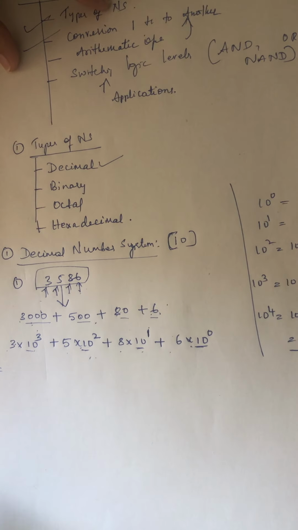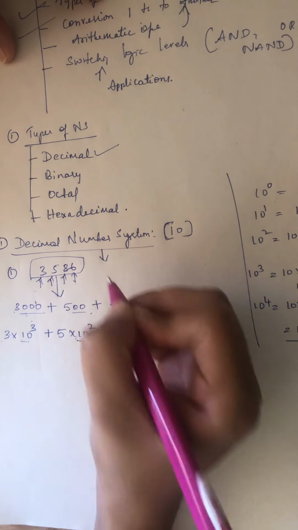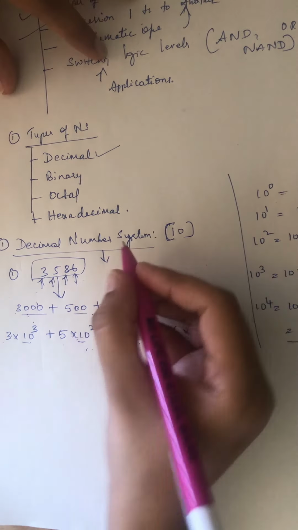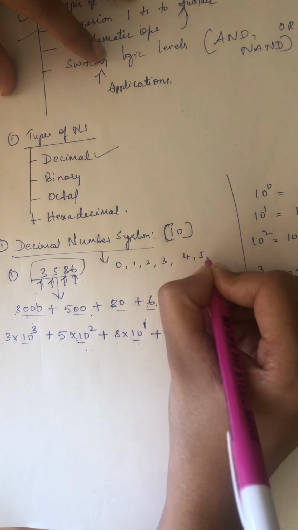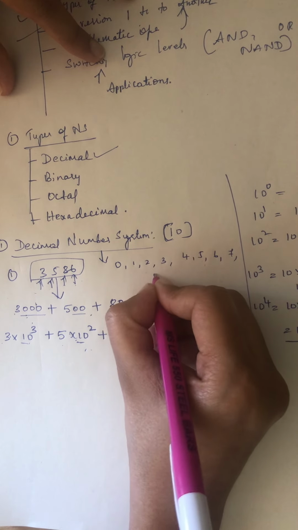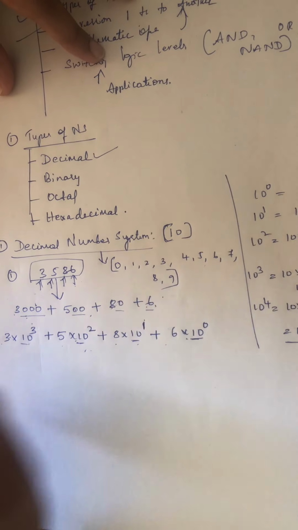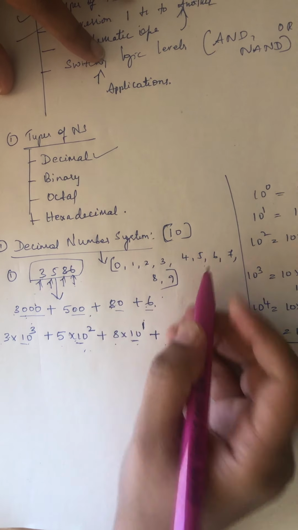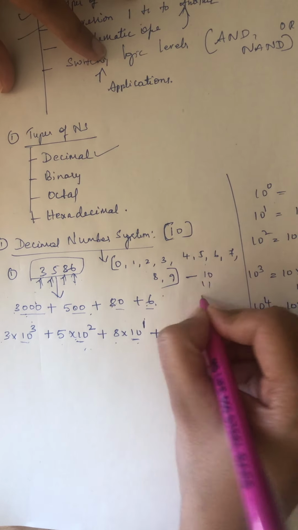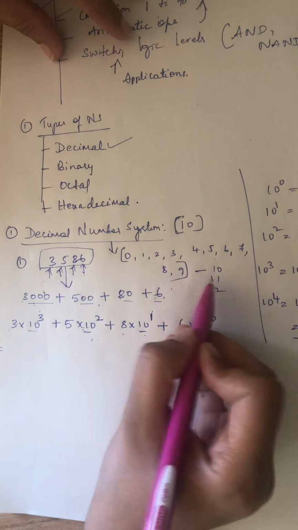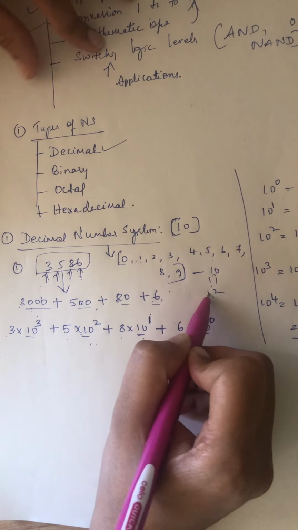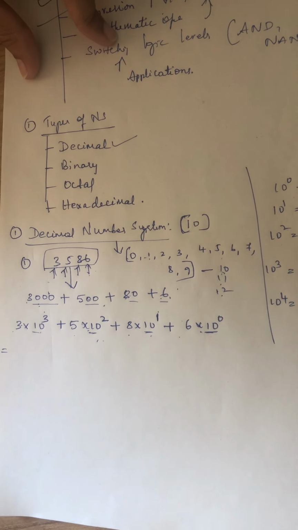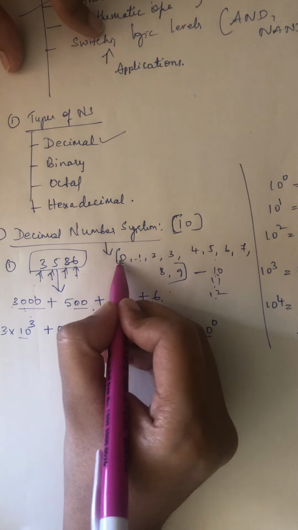Why we call it 10 is, in the decimal number system, the numbers available are 0, 1, 2, 3, 4, 5, 6, 7, 8, 9. The numbers available are only from 0 to 9. The next ones, 10, 11, 12, are just combinations: 10 is a combination of 0 and 1, 11 is a combination of 1 and 1, 12 is a combination of 1 and 2. So the basic numbers available in decimal are just 0 to 9.